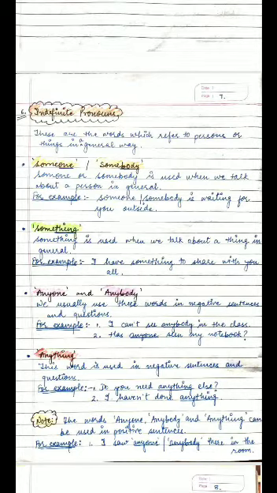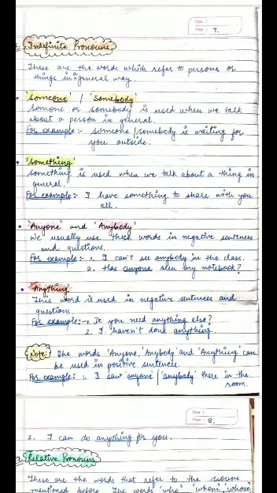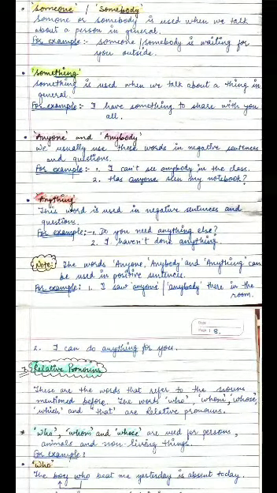Now, anything. This word is used in negative sentences and questions. For example, do you need anything else? I haven't done anything. So children, do remember the words anyone, anybody and anything can be used in positive sentences. For example, I saw anyone or I saw anybody there in the room. मतलब मैंने किसी को वहां कमरे में देखा है. Now, I can do anything for you. So children, in these sentences, the words anyone, anything and anybody are used in positive sense.